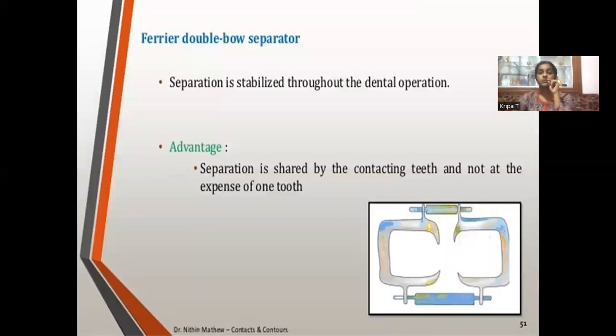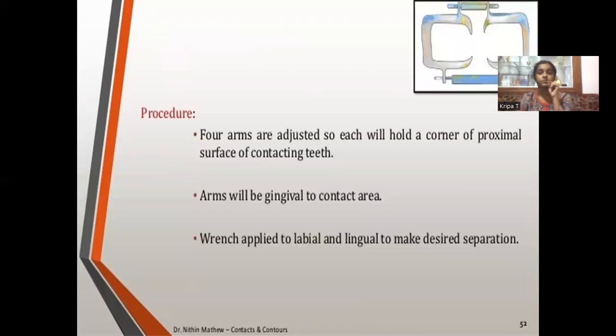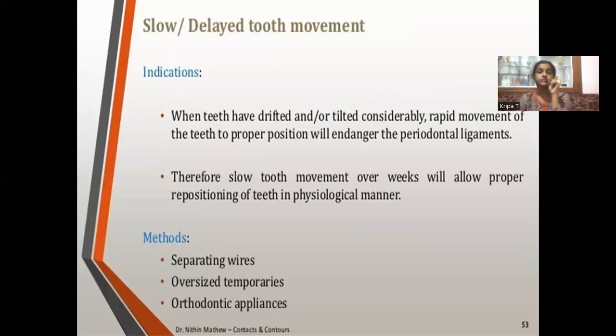Ferrier double bow separator. Separation is stabilized throughout the dental operation. Separation will be shared by the contacting teeth and not at the expense of a single tooth. There are 4 arms adjusted so that each will hold a corner of proximal surface of contacting teeth, gingival to contact area, and the wrench will create the desired separation. So that's about rapid tooth movement.